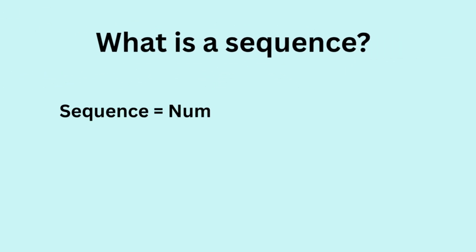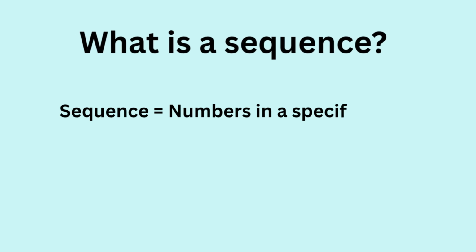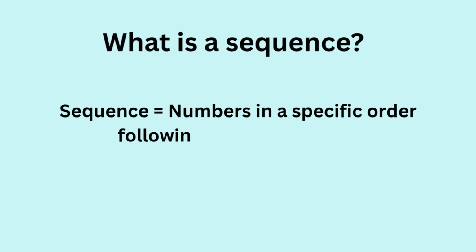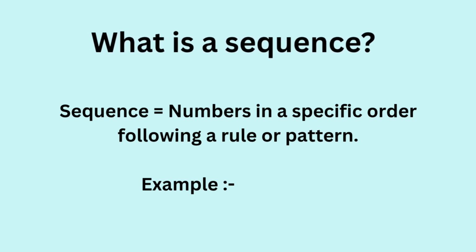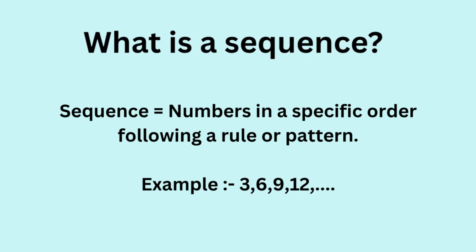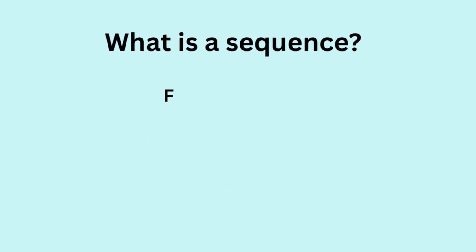Today we are going to learn every concept not by memorizing but by truly understanding how numbers create patterns. A sequence is simply numbers written in a particular order, and that order always follows a rule. Like here, every term increases by 3. Once you identify the rule, the whole sequence becomes predictable.